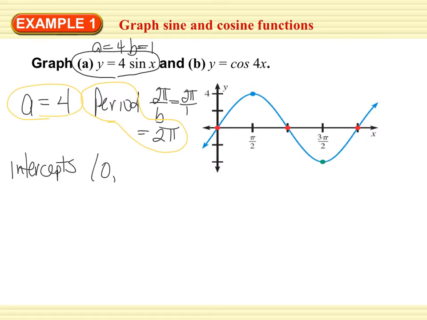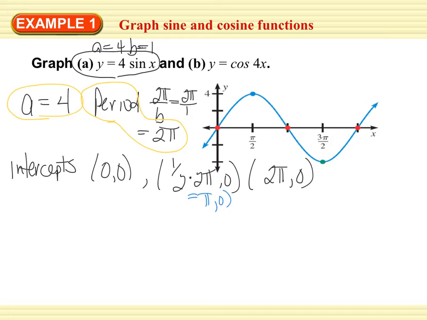My first one is going to be 0, 0, because it's where I'm starting. Then I'm going to have 1/2 times 2 pi, and then I'm going to have the end. That middle one works out to just pi. So I have my beginning, my middle, and my end.